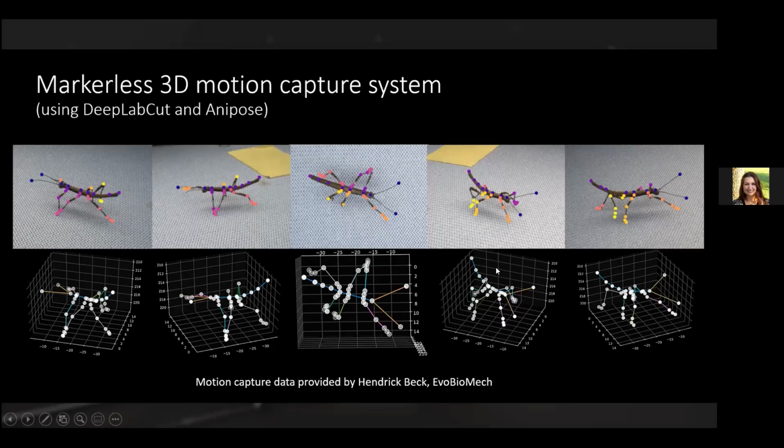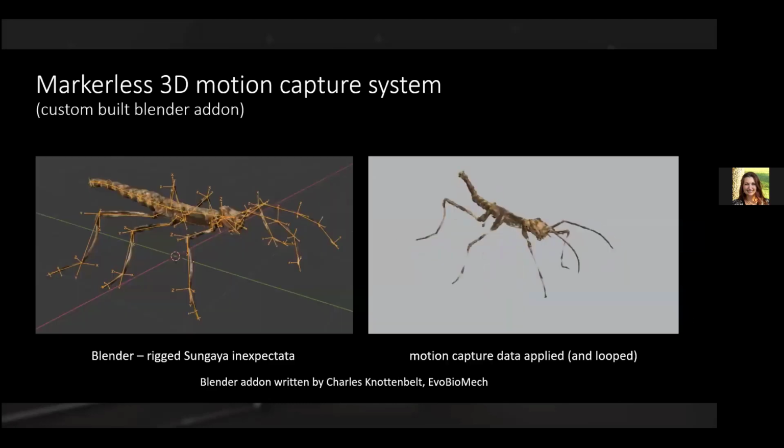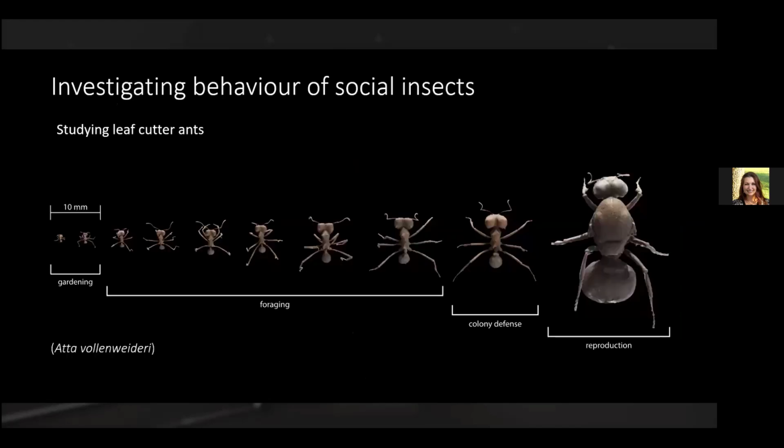Now, as long as it's just in this form here, it doesn't tell us too much about the orientation or rotation of some of the virtual bones that we have defined in here, but we can basically directly transfer that onto our 3D models. So here, once again, we have the rigged mesh of a Sungaya inexpectata, second instar, I believe. And here is some of the motion capture data that we actually used from our 3D markerless motion capture system that is directly transferred onto the models here. But in my opinion, this is also just the beginning of all the cool things that we can do with it. Because I personally care even more about investigating behavior of social insects, more specifically leafcutter ants.